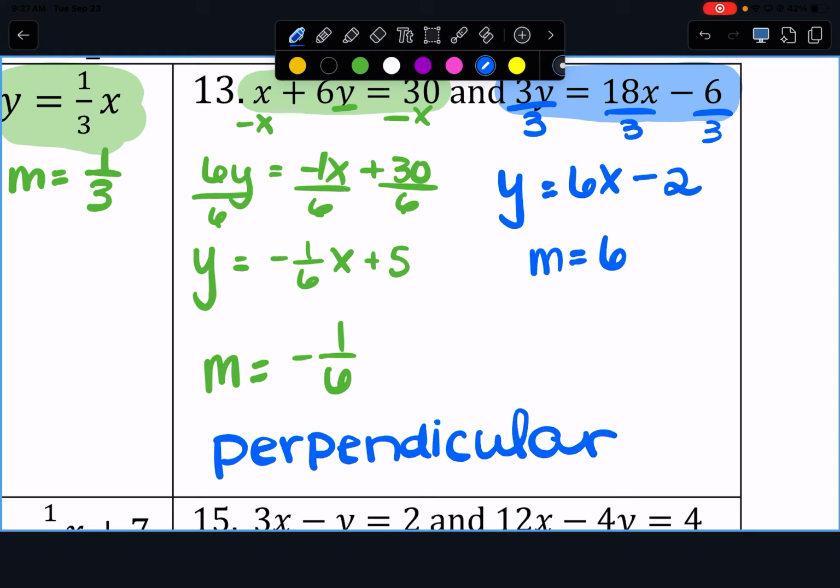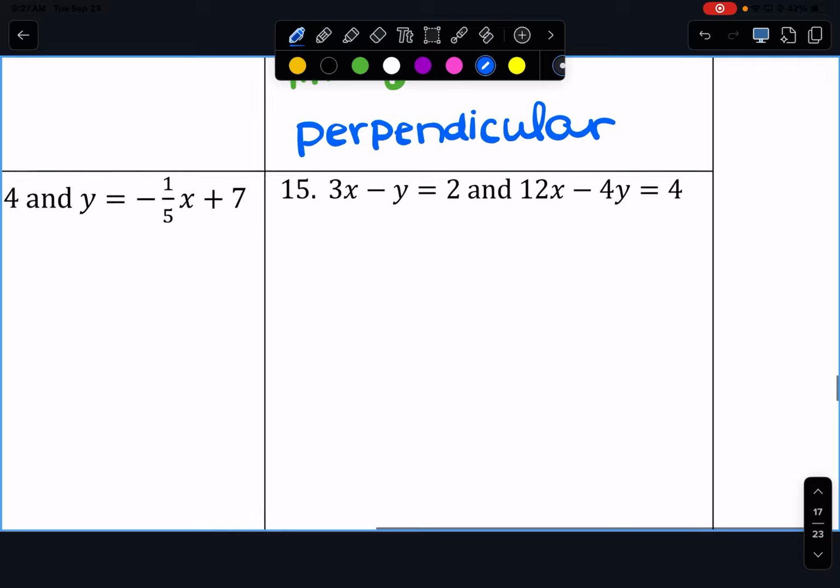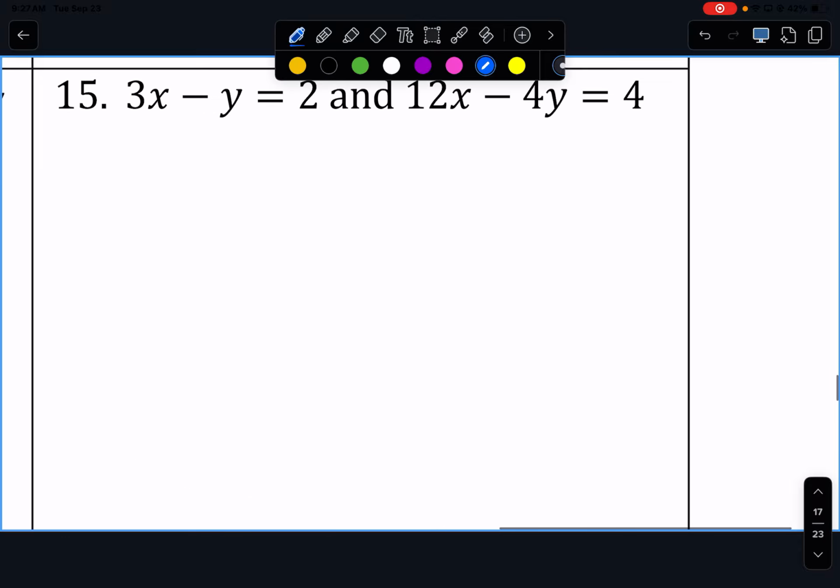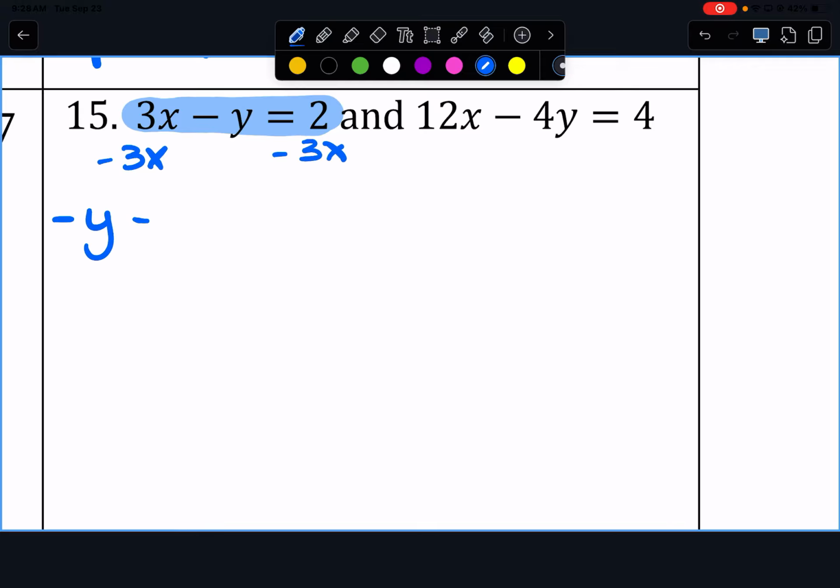And we are going to skip 14 and go to question 15. So for question 15, is the first equation in slope-intercept form? No. Minus 3x. So subtract 3x on both sides. We get negative y equals, can I combine 2 and 3x? No, they're not like terms, so I cannot combine them. So we get negative 3x plus 2. What do I do from here? Divide by negative 1.